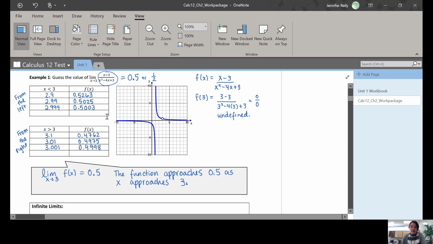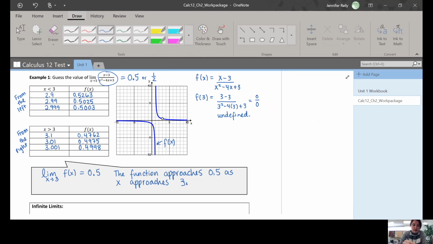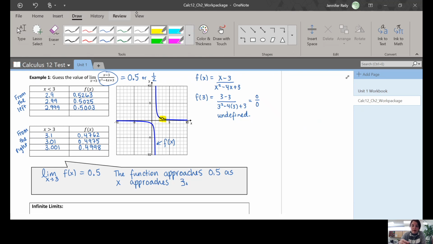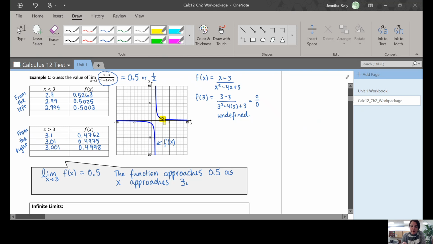What does the graph look like? Let's look at the graph. So here is the graph of the function. This is f of x. Okay, and let's zoom in. Just going to highlight here around x equals 3. So notice that the function is approaching 0.5, and at 3, there's a hole in the graph.